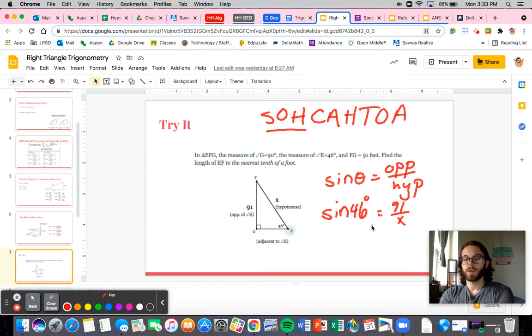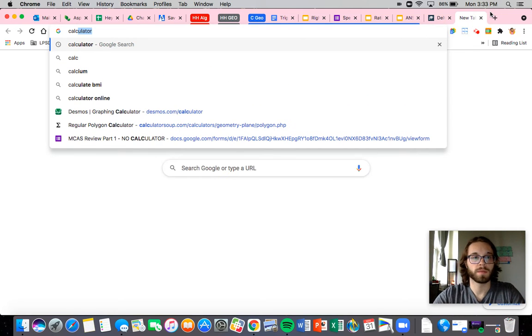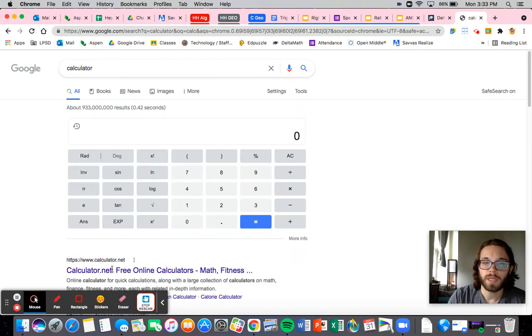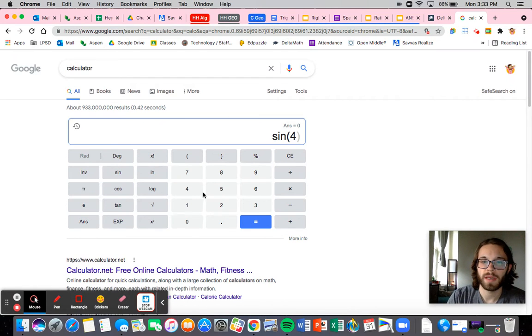All right, so now you're probably looking at this and going, well, what do I do with this? Sine of 46 is just a number. If I go to a calculator, I'm just going to go to the Google calculator. You'll see it's available right here. I'm doing sine of 46 degrees. Up here, you'll see there's a rad and a deg button. You're going to make sure it's on deg, which just stands for degree. So I'm going to do sine of 46, and it's in degree mode. It's just a number. It is 0.719.